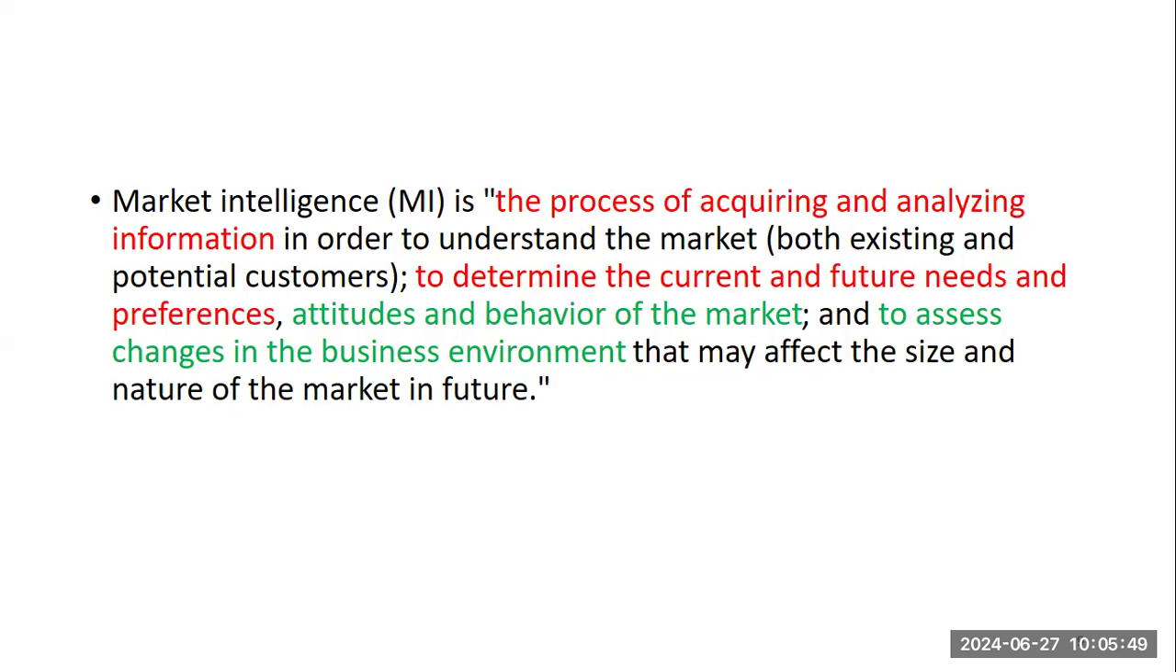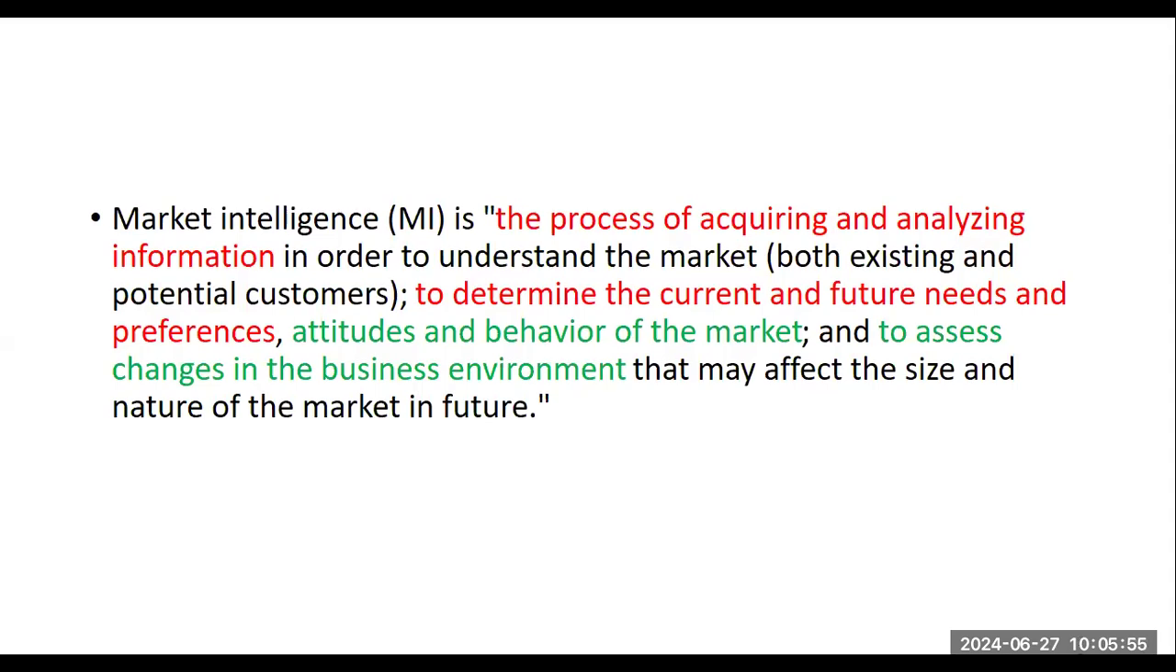In detail, when we look at this definition, we can get some idea. Acquiring information normally involves collecting data from various sources, because the marketing information system uses components to gather data. One of the components is marketing intelligence, which gathers data from different sources and analyzes information to gain a comprehensive understanding, that means a holistic view of the market. This includes both existing and potential customers.